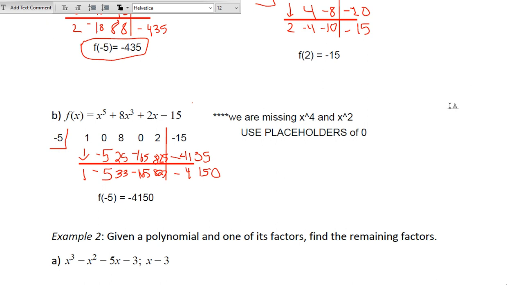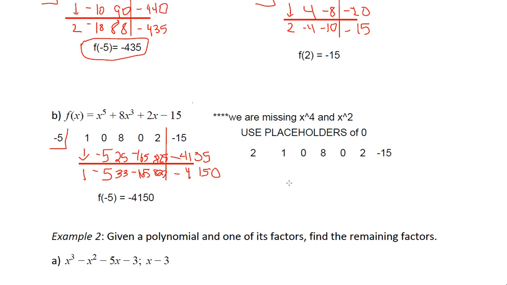Okay, so we did negative 5. Let's do our 2 as well. Use the same numbers with the placeholders. 1, 0, 8, 0, 2, negative 15. Let me spread these out a little more actually, because we got a little tight last time. Alright, and put in my lines. My line for my synthetic substitution, my line to separate my remainder, and my box for my factor. Okay, bring down 1.